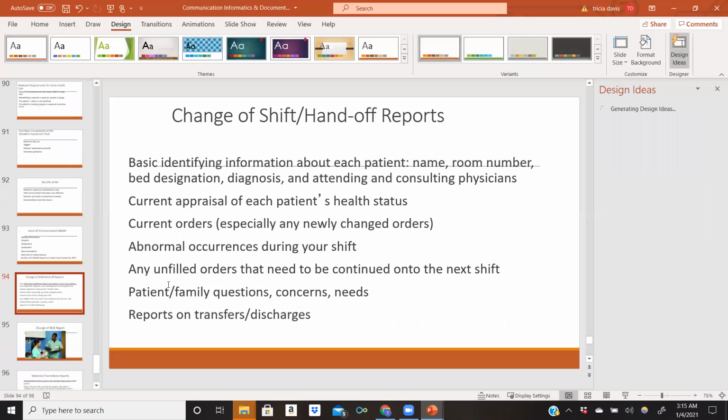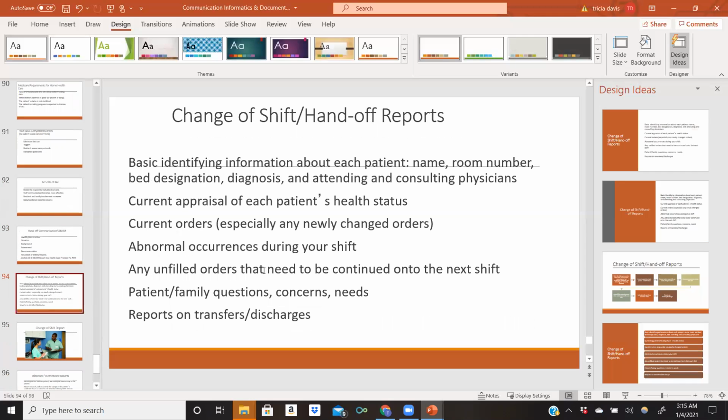Now we have change of shift and handoff reports. Change of shift, or handoff report as they call it, is from primary nurse to primary nurse. The nurse that came in at 7 a.m. got report from the nurse that came in at 7 o'clock the previous night, depending on however the shifts work. Different hospitals have different shifts. The nurse who has been responsible for the patient all night gives report to the nurse who is assuming responsibility and will continue to care for that patient. It can be in written form or oral.